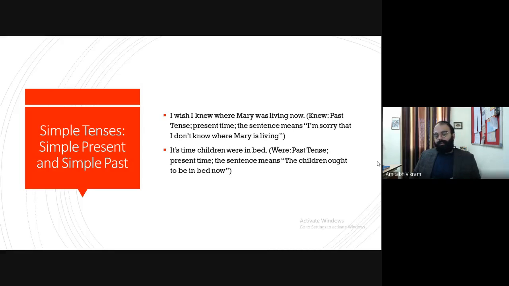So this is how structures are important, and the way they are written, like I wish I knew. If you try to find out the meaning based on lexicon, then it will give a different meaning. But here the meaning is I am sorry that I do not know.